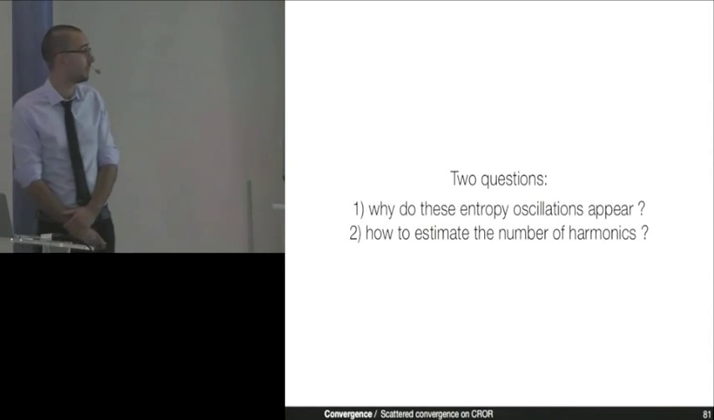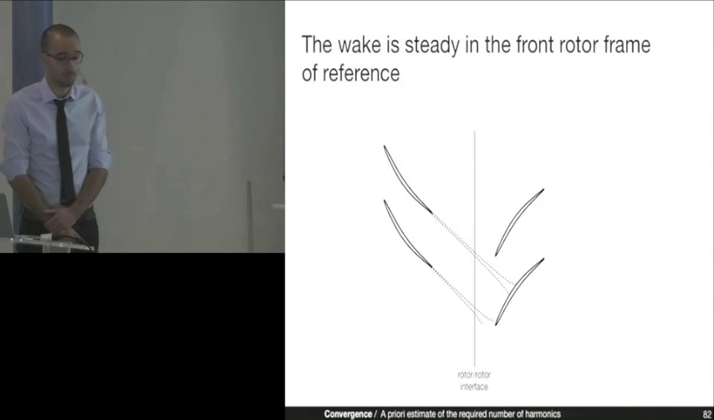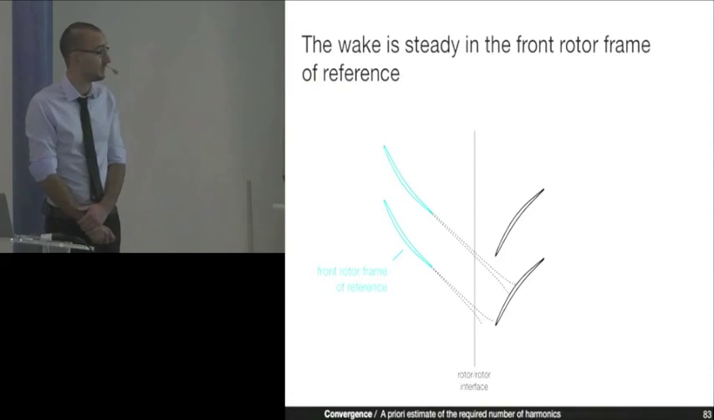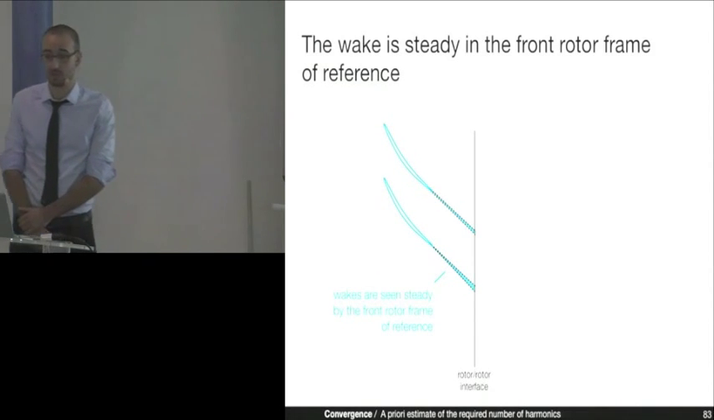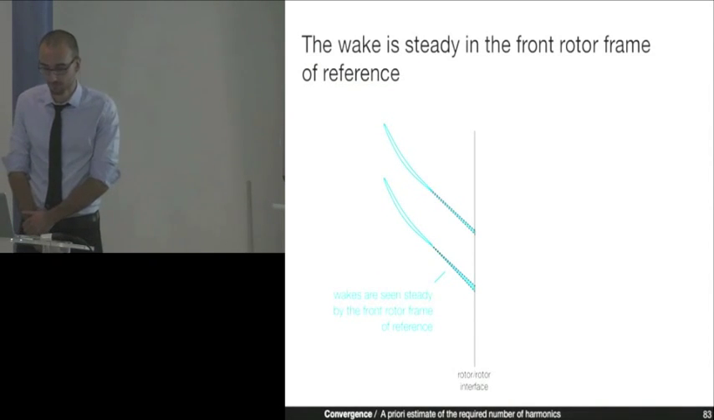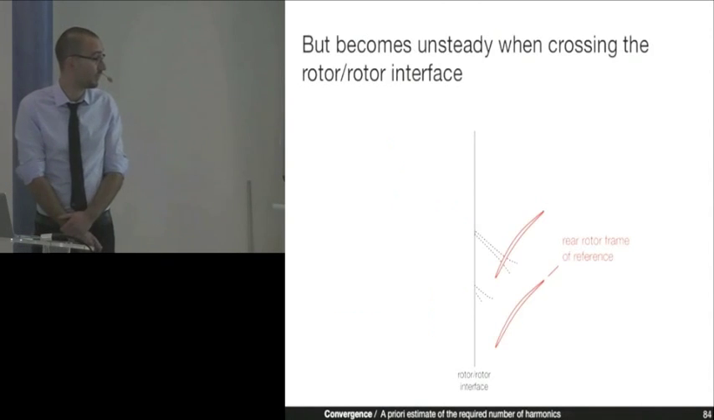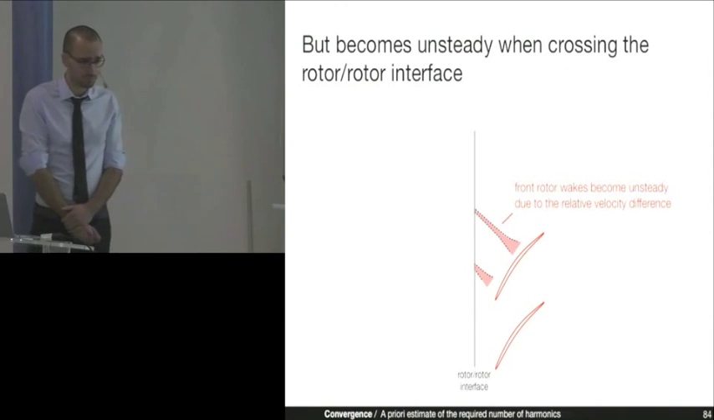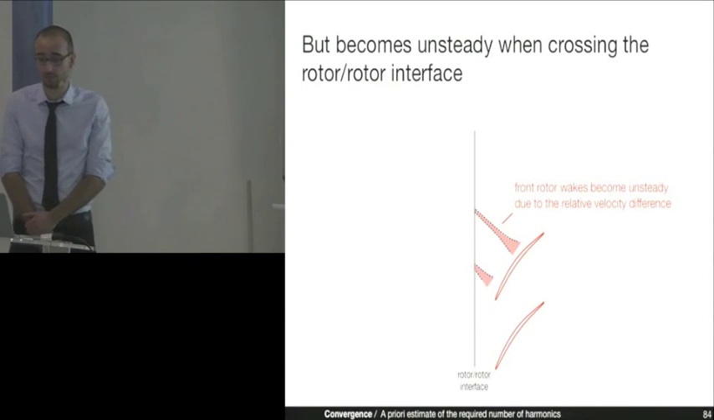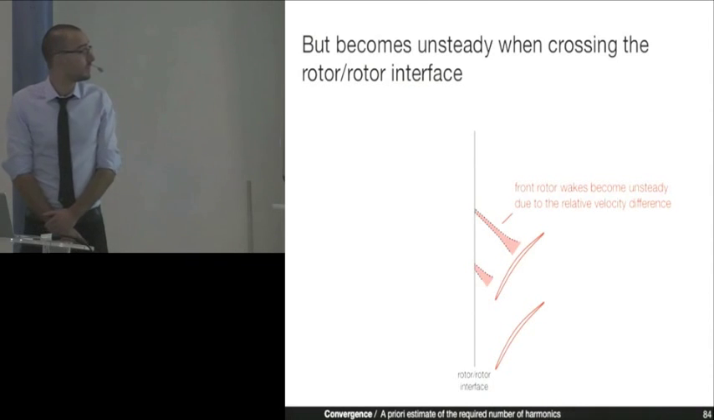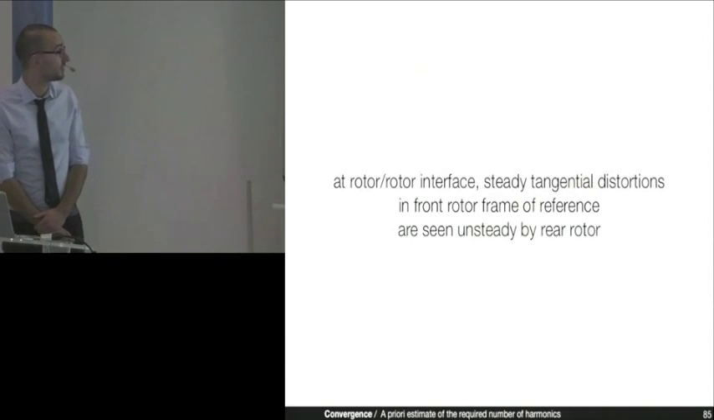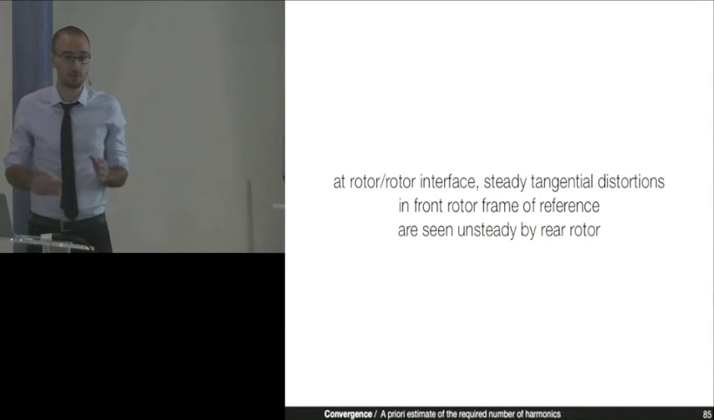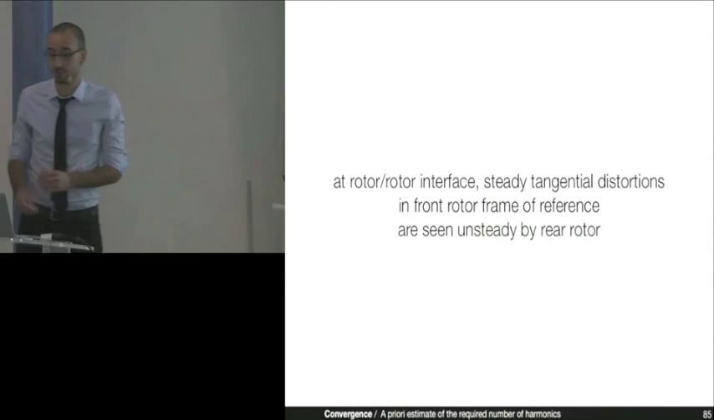So why do these entropy oscillations appear? Actually, in the front rotor frame of reference, the wake that is shed from the front rotor is seen as steady, while this same wake for the rear rotor frame of reference is seen as an unsteady feature due to the relative velocity difference. So at the rotor-rotor interface, steady tangential distortions in the front rotor frame of reference are seen as unsteady by the rear rotor, and this is the reason why we observe entropy oscillations.